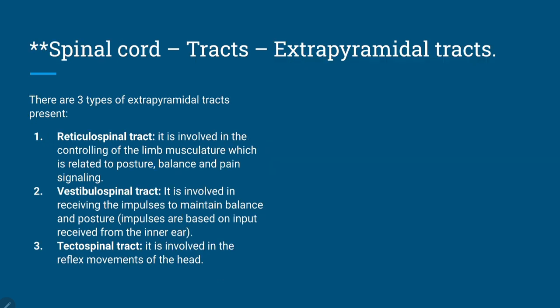Then we have the last slide here. It is the extrapyramidal tract, and there are three types of extrapyramidal tract. Number one is the reticulospinal tract. It is involved in controlling the limb musculature, which is related to posture, balance, and pain signaling. The second one is the vestibulospinal tract. It is involved in receiving the impulses to maintain balance and posture.